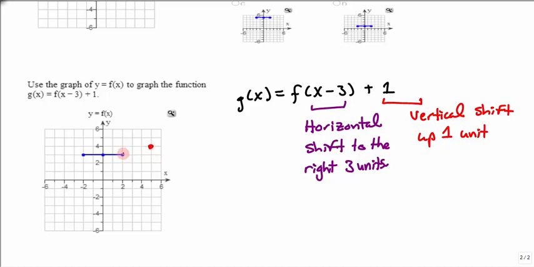So this point is taken care of. Now this point right here, I'm going to shift 1, 2, 3, and then shift up 1 unit. So that point is taken care of. This one I'm going to shift to the right 1, 2, 3, and up. And then this is my new graph.